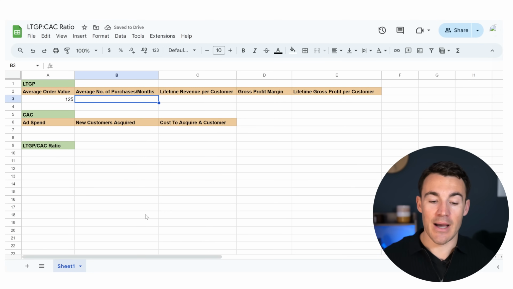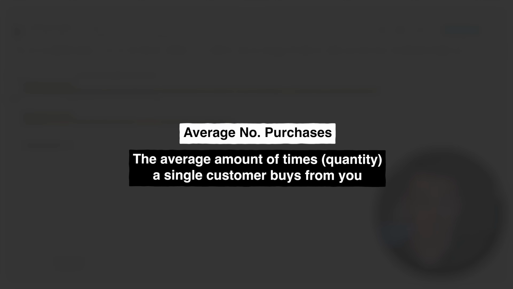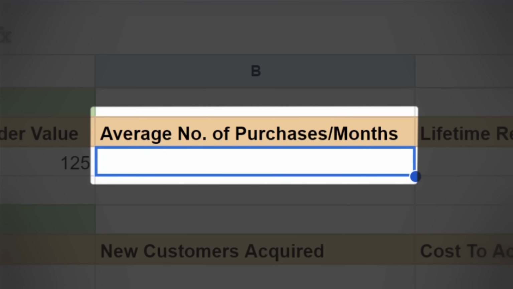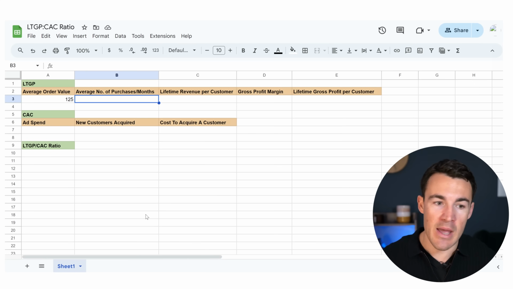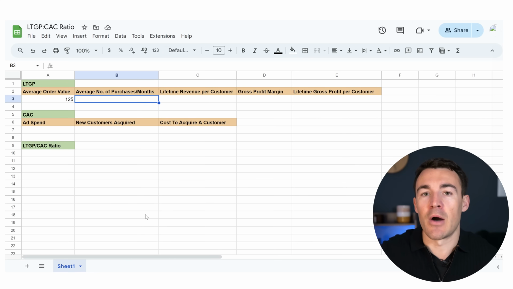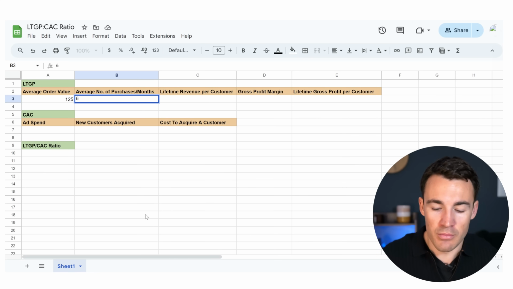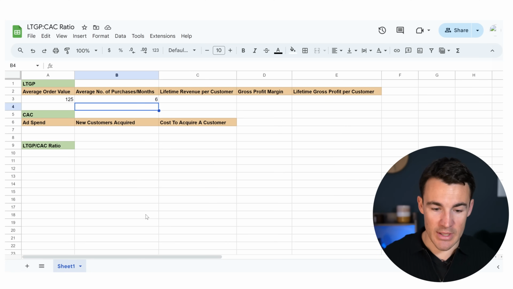The next thing we need to work out is how many times on average does someone purchase from your business. Now, the reason why I've got average number of purchases / months in here is because if you're on a subscription type basis, you're a software business, you're a gym, you're a marketing agency that works on a retainer, the number of purchases is going to be how many months they stick around for, okay? Average number of purchases, let's say in this example, this business is doing quite a good job of reactivating existing customers, and the average person buys 6 times during their lifetime, okay?